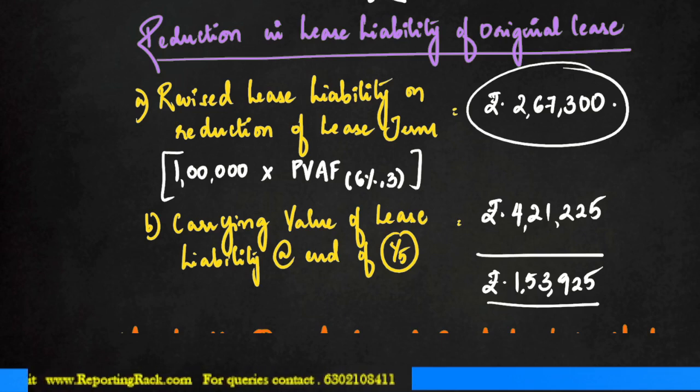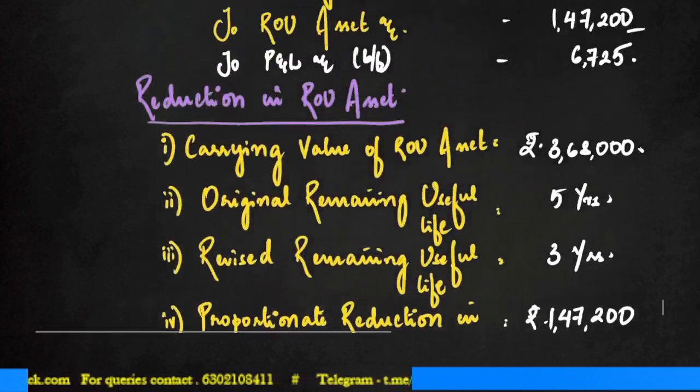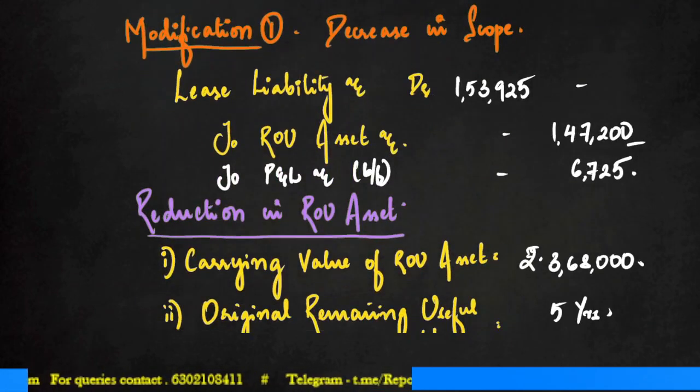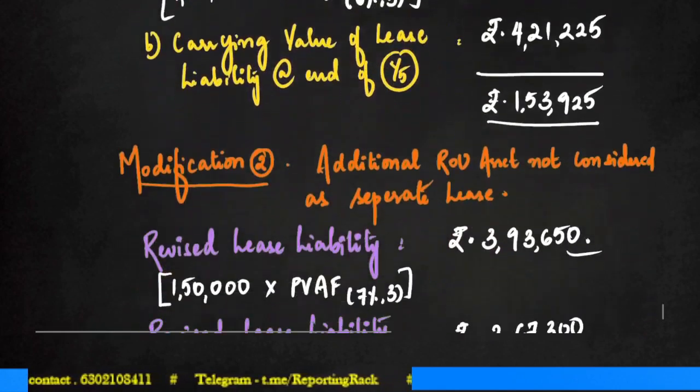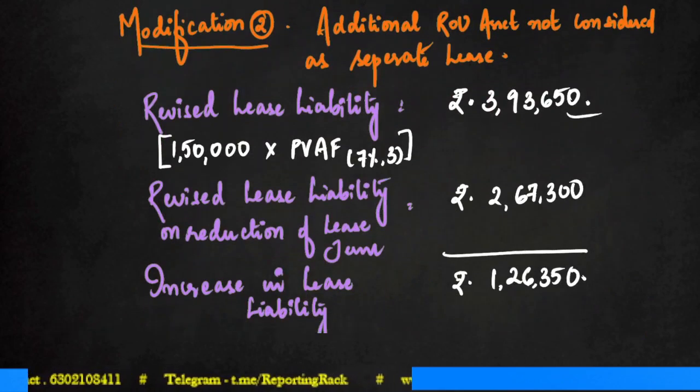While the carrying value of the lease liability at the end of year 5 was 4,21,225. Therefore, the reduction is 153,925. I debited the reduction of lease liability. I've credited the reduction of ROU asset. The difference I transferred to P&L. Then I came to the additional asset.